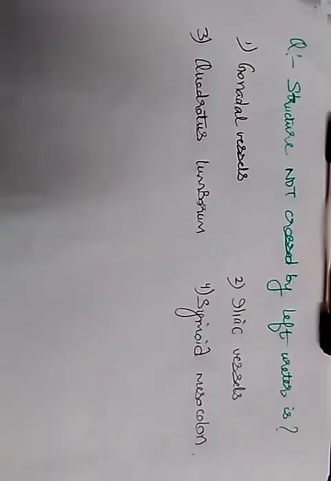Okay, next question which had come in exam was: the structure not crossed by the left ureter is. Options were gonadal vessels, iliac vessels, quadratus lumborum and sigmoid mesocolon. This ureter is a very favorite topic of examiners.